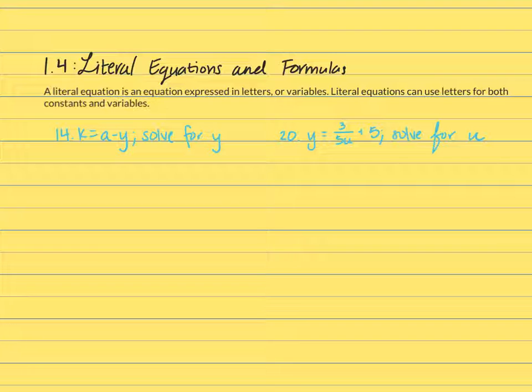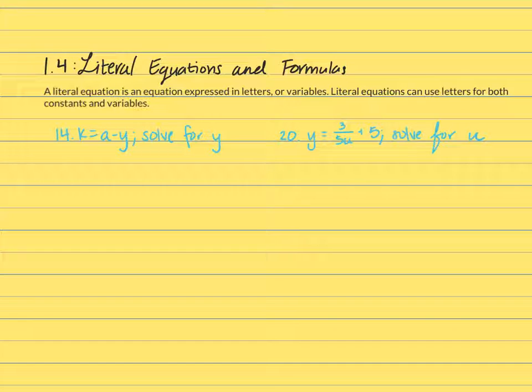So essentially a literal equation is just an equation made up of constants, which is numbers, and variables as well, and it's not one variable, it could be x, it could be y, it could be z, it could be all three, all in one. So the first thing we're going to do is practice rearranging formulas or literal equations to solve for a specific variable out of all the variables we have.